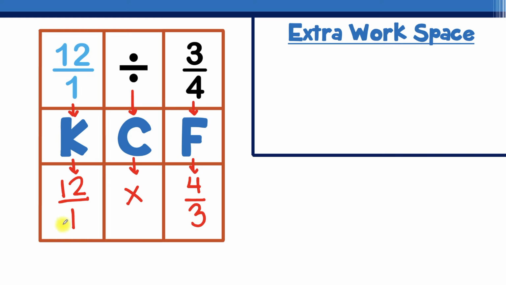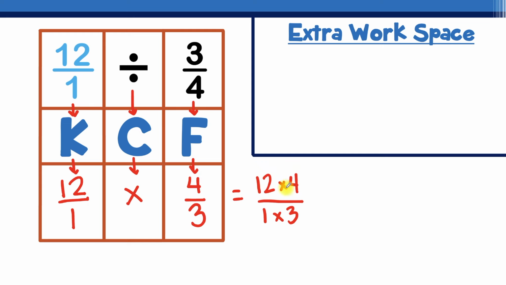So now that we have this new multiplication problem, all we have to do is multiply the top straight across to get the new top, and multiply the bottom straight across to get the new bottom. So we've got 12 times 4. That is going to give us our new numerator, which is the top of the fraction. 12 times 4 over 1 times 3. And that will give us our new denominator, or our new bottom of the fraction.